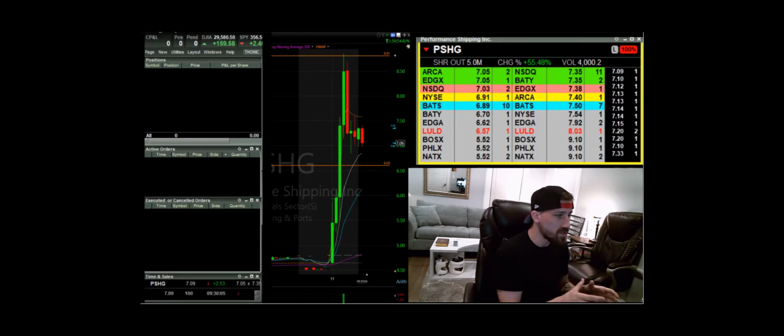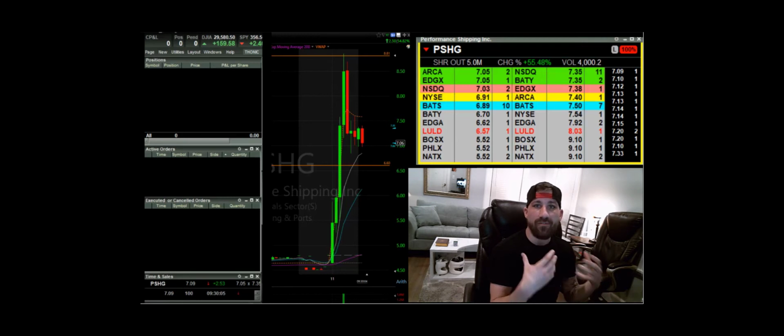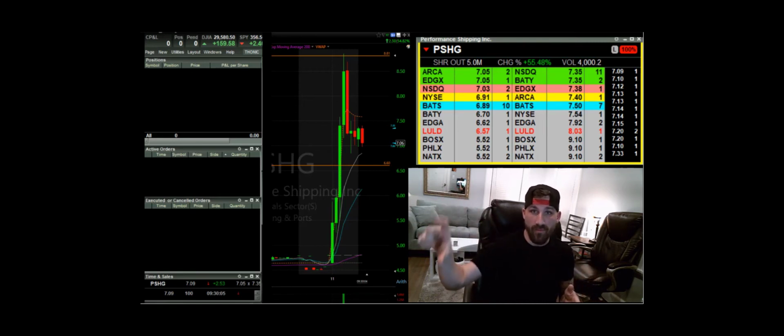Now, if we move over to the chart, I use the 1-minute and 5-minute chart for my trades. And what that means is that each candle you see represents 5 minutes, what the stock did in each 5-minute time frame on this particular chart.